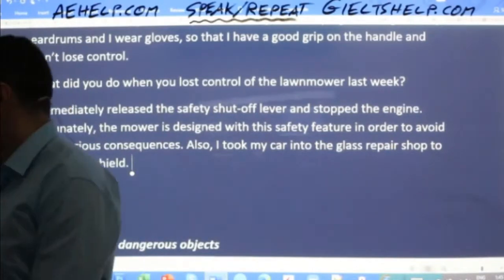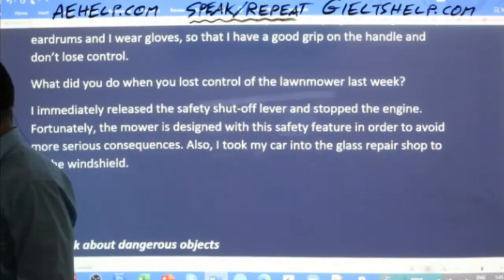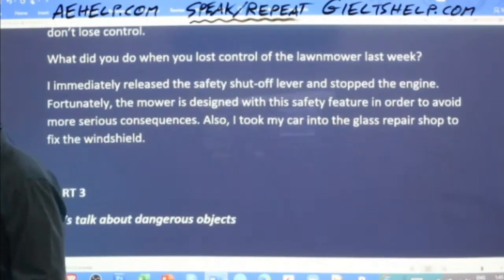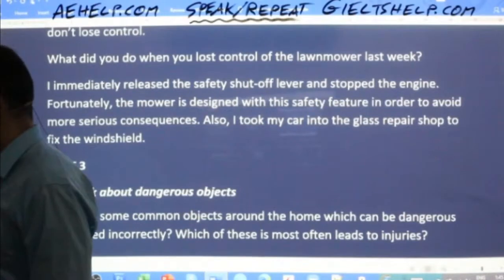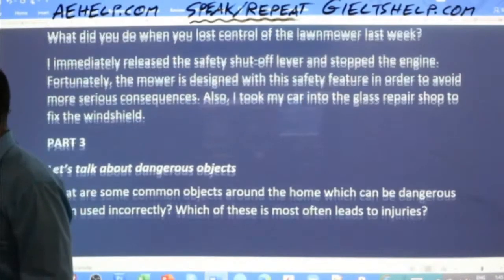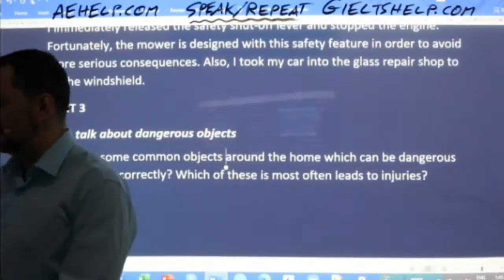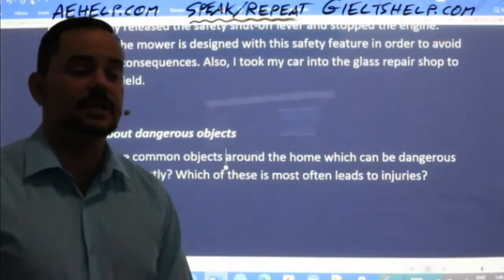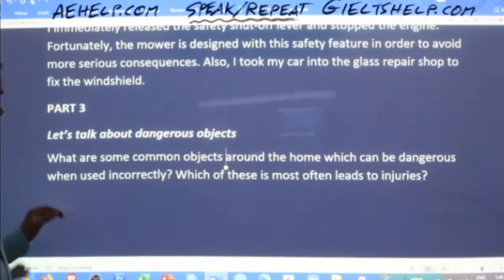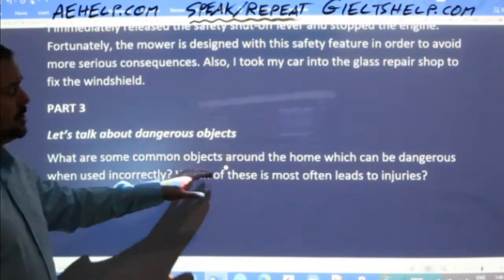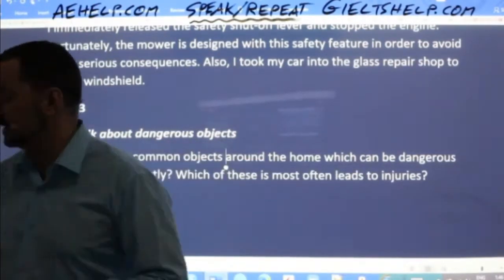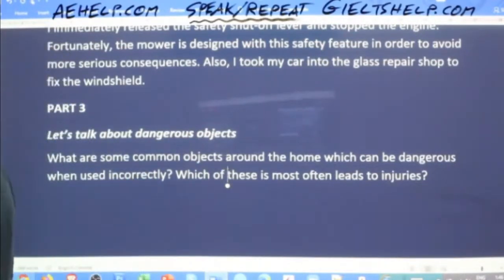All right? Okay, good. Now, the examiner might ask you one or two more questions, or they might just simply go right into part 3 as long as they feel satisfied, and then they'll ask you some questions related to the topic of part 2. So here the examiner might say, let's talk about dangerous objects. What are some common objects around the home which can be dangerous when used incorrectly? Okay.